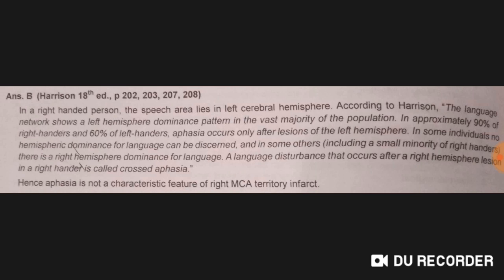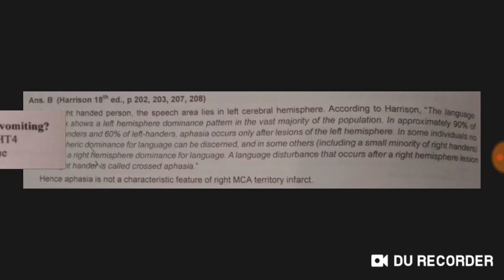In the right-handed person, the speech area lies in the left cerebral hemisphere. According to the Harrison Language Network, the left hemisphere dominance pattern in the vast majority of the population is approximately 90% of right-handed and 60% in left-handers. Aphasia occurs only after lesion of the left hemisphere. In some individuals, no hemispheric dominance for language can be discerned, and in some others, including a small minority of right-handed, there is right hemisphere dominance for language.